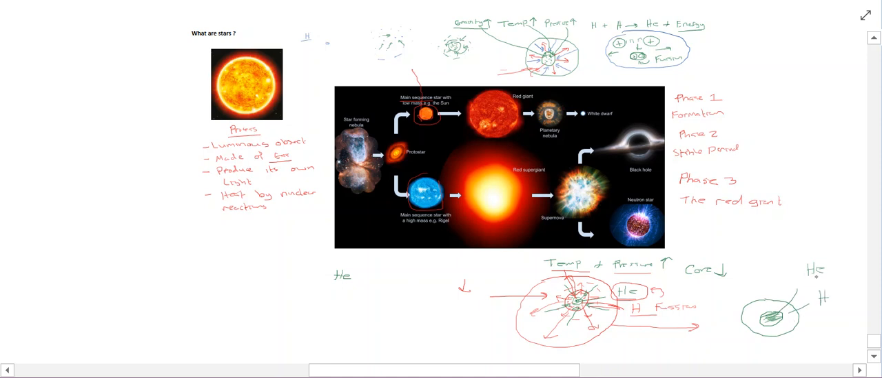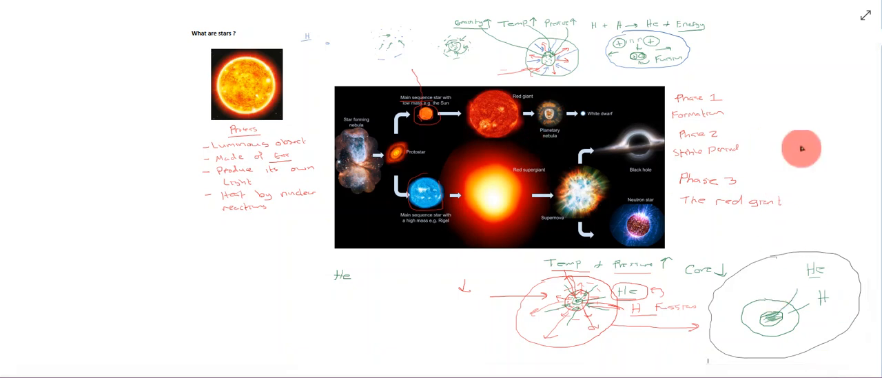So this helium core is getting bigger and bigger and bigger, and it's getting denser and denser and denser. And then what's going to happen is you're going to get a much bigger radius around the star. So you're going to get this bigger radius, if you like, around the star. And this here is what's known as a red giant.